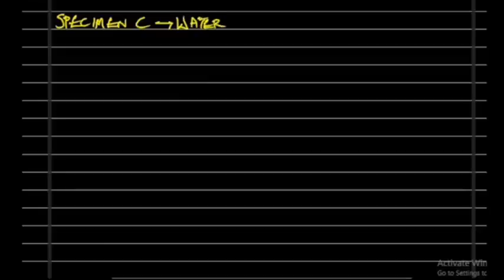So our next specimen is Specimen C, which is water leaf. The whole water leaf plant, the complete water leaf plant, that is what our next specimen is. So let's quickly see what we have to say about the specimen.